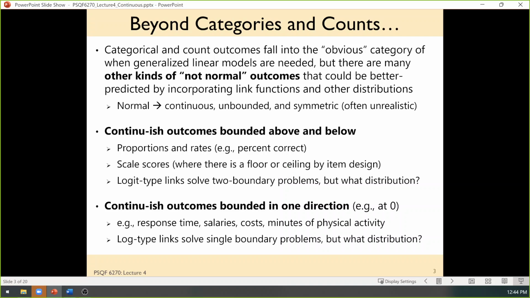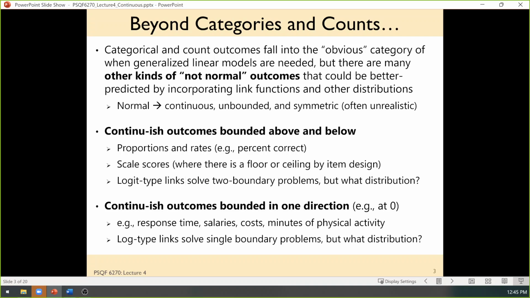That's a number. And because you can have any value between, say, 0 and 1 as your proportion correct, depending on the number of items, it seems like it should be continuous. But in reality, the worst you can do is a 0 and the best you can do is a 1. So that's an outcome that has boundaries that we have to watch out for with respect to generating predicted outcomes for proportion correct. The same thing is true for scale scores.